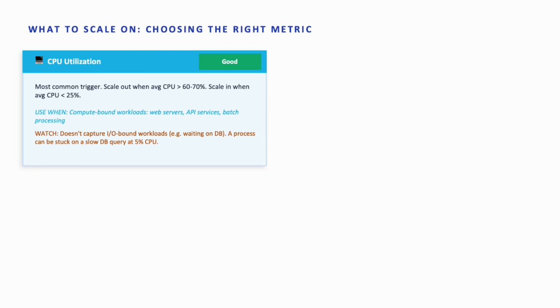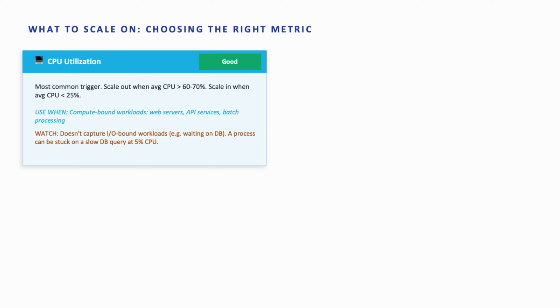If your application is doing real computation like image processing, data transformation, machine learning, inference, so CPU is a good proxy for load. Scale out when average CPU across your fleet stays above 60 to 70% for 5 minutes, and scale in when it drops below 20 to 25%.